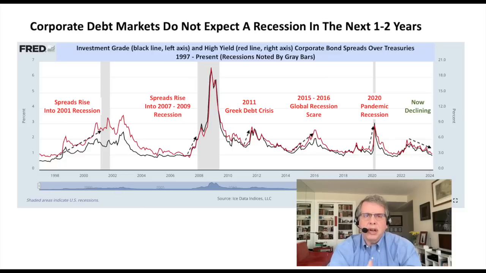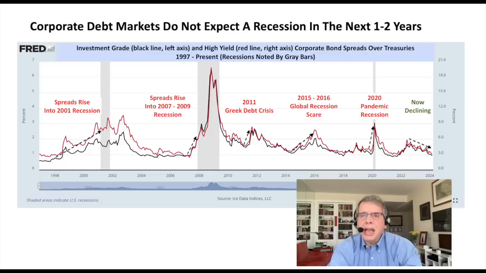And what you'll see starting at the left-hand side of the chart is that going into recessions, this market always starts charging companies more than treasuries for the right to borrow money. And that's obviously very logical. If they see a recession coming, if they worry about it, they're going to want compensation for that risk. And so you see going into the 2001 recession, spreads went up. Same thing happened going into the big recession in 2007 to 2009, caused by the financial crisis.